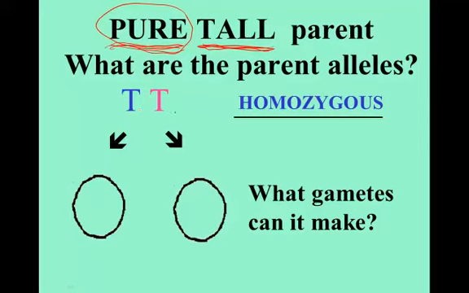They're going to go apart and end up in different sperm cells. So big T from this one is going to go one way, and the other big T is going to go the other way. Remember, sperm and eggs have one copy of each chromosome, and it's a 50-50 chance of which one goes where. But this parent, because it's pure tall, can only give big T alleles to its sperm.